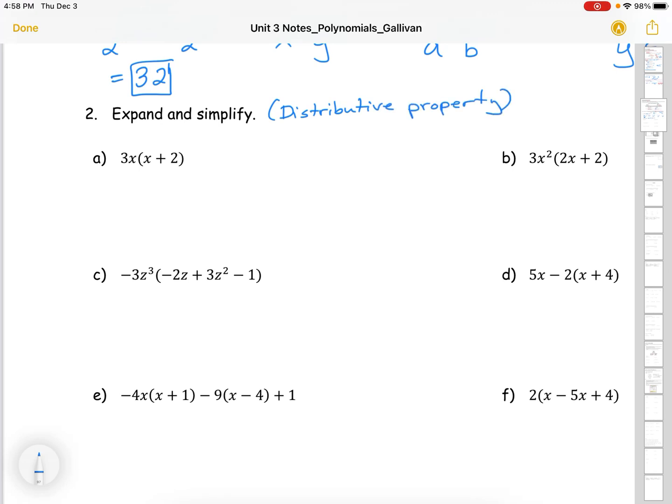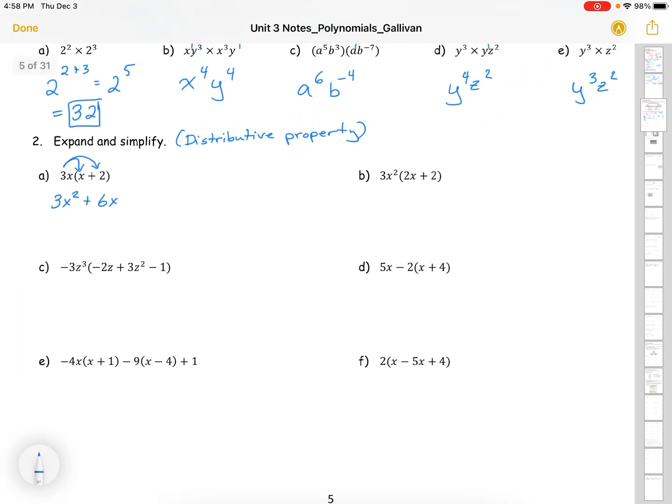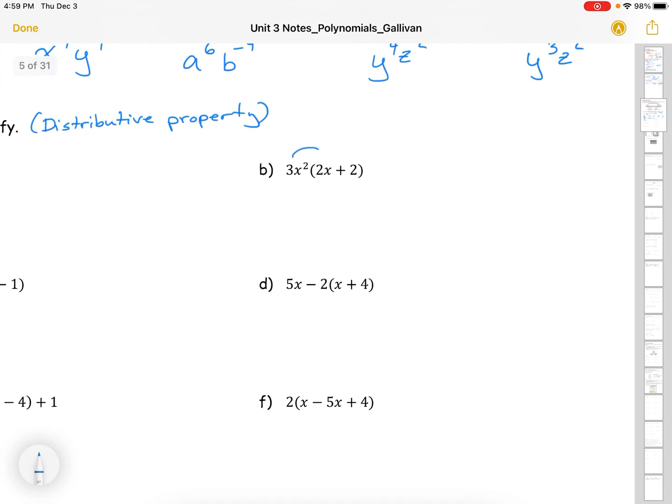Right? Okay, so we're going to distribute this into the brackets. So 3x times x is 3x squared, and 3x times 2 is 6x. And that's it. We can't combine. There's no like terms, so we're good to go. Okay? Similarly here, as we do each separate multiplication, we're going to apply our rules.